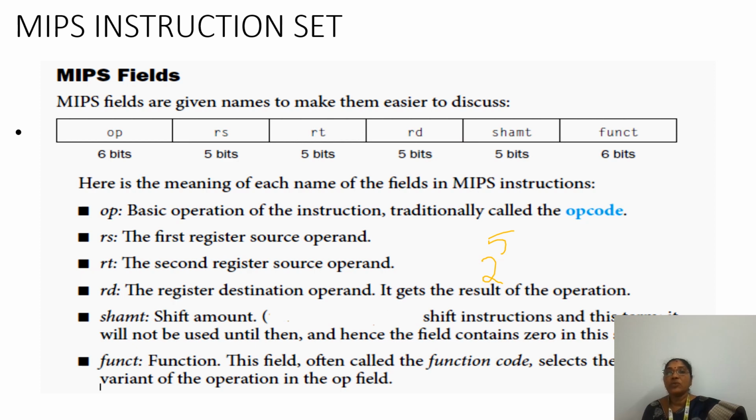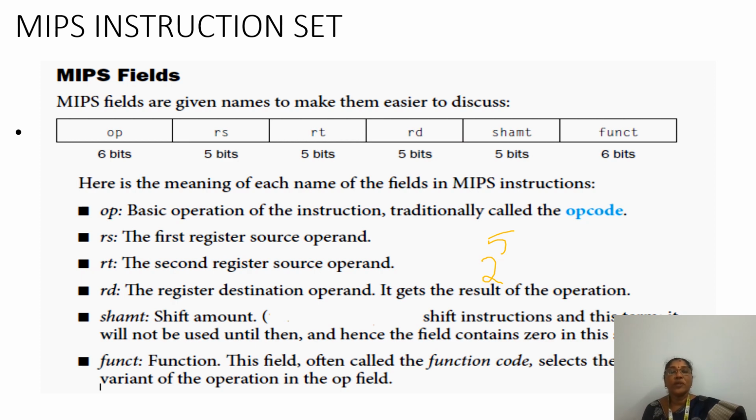For that we are going to use this shift amount. But for the register type, R type of instructions, we are not using it here, and are just simply using 0. Whereas this field is always referred to as the function. Function code is used for doing the variation of the operation in the output field.